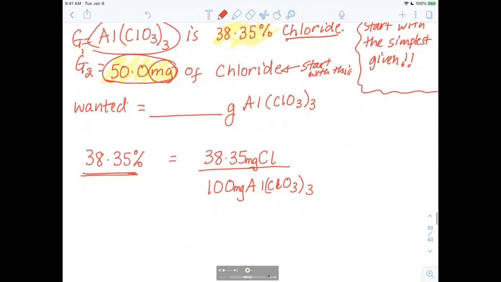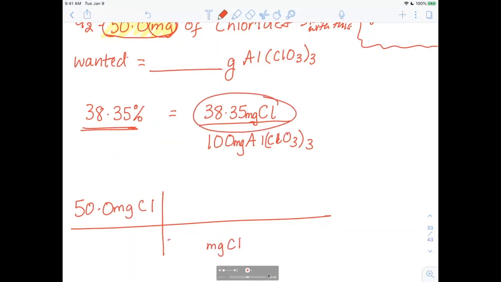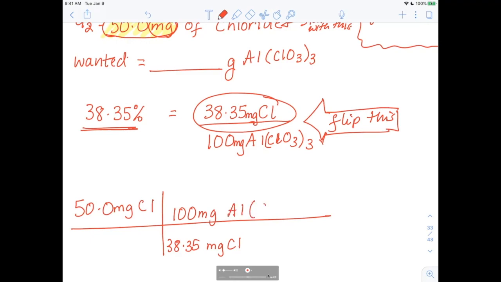Now I'm ready to start with my given. My given is going to be 50.0 milligrams of chloride, Cl, right? Use your conversion. I have to have milligrams of Cl on the bottom. That's pretty much this top part here, 38.35. I just flip this. Sorry for my bad drawing. So I have 100 milligrams of aluminum chlorate.